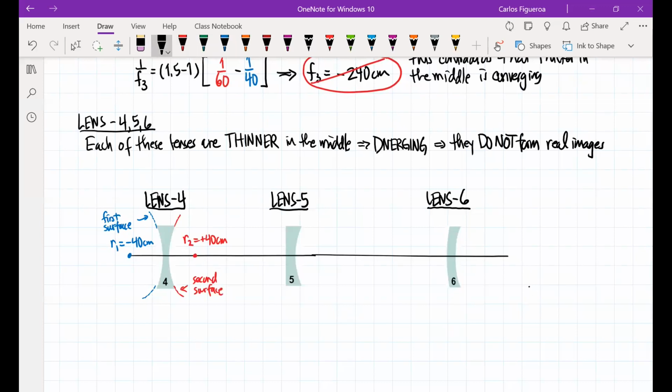And if I continue to look at this guy, look what happens. This is the first surface. And you could see here that R1 in this case is infinite because it's flat. But if I look at the second surface here, this tells you that R2 is positive 40 centimeters.